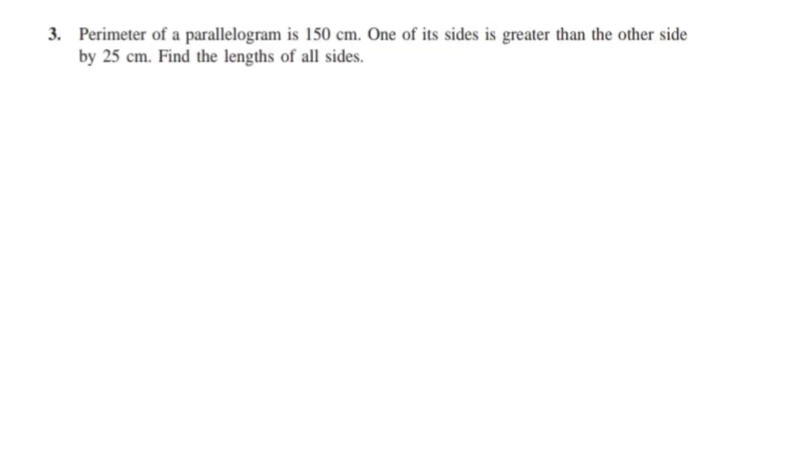The next sum says the perimeter of a parallelogram is 150 centimeters. Perimeter means addition of all the sides. One of its sides is greater than the other side by 25 centimeters. Find the length of all the sides. So let us draw a diagram of the parallelogram ABCD. They say one side is greater than the other side by 25 centimeters. If we take one side as x, the other would be x plus 25.